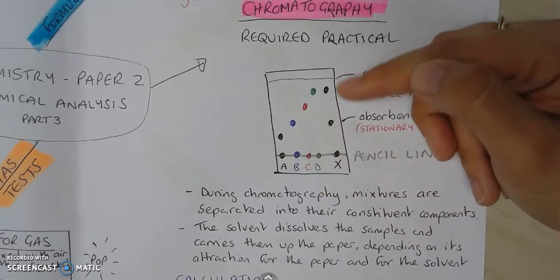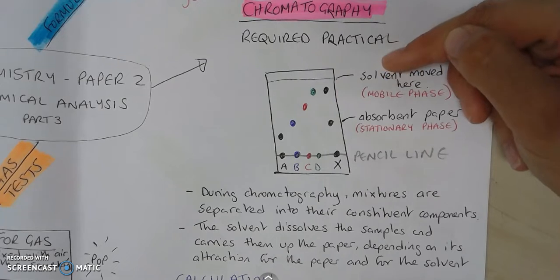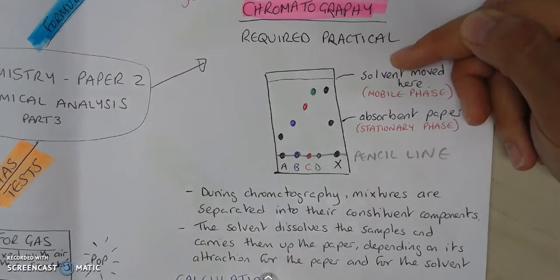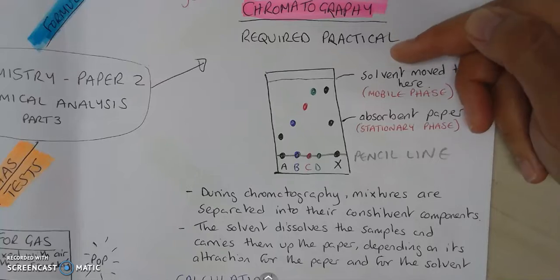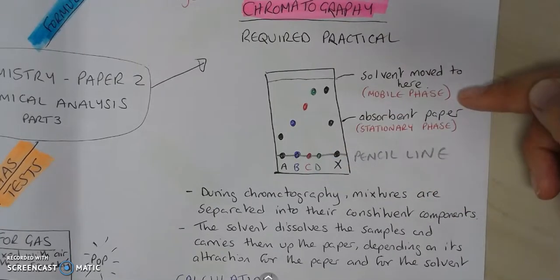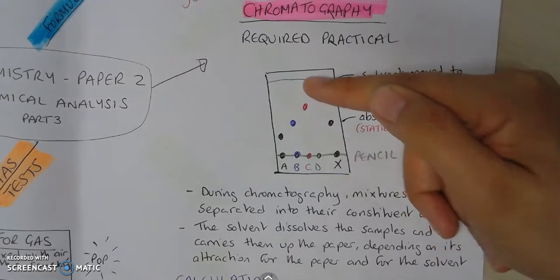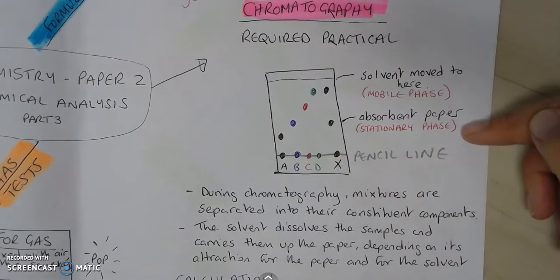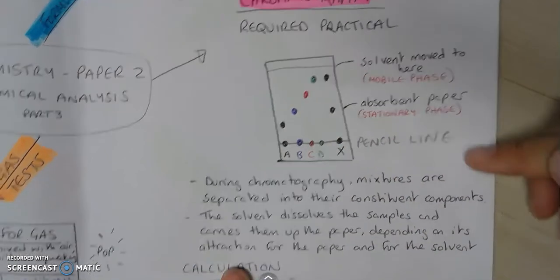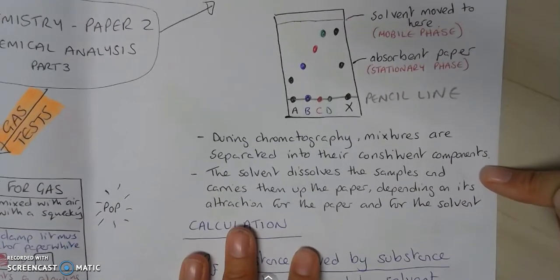Now, the water is also known as the solvent. It doesn't always have to be water, but it is usually when we're talking about it in the classroom. That is dragged up through the paper. We call the solvent the mobile phase because it is moving, whereas the paper is the stationary phase because it's just sitting still. Now, during chromatography, mixtures are separated into their constituent components.